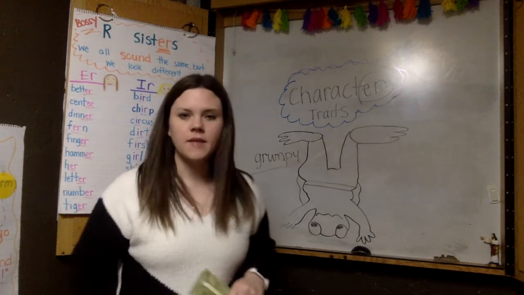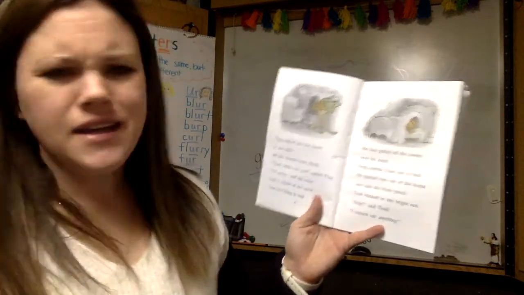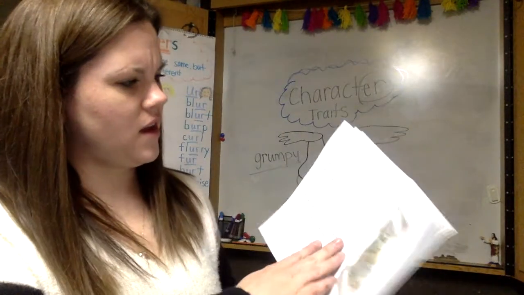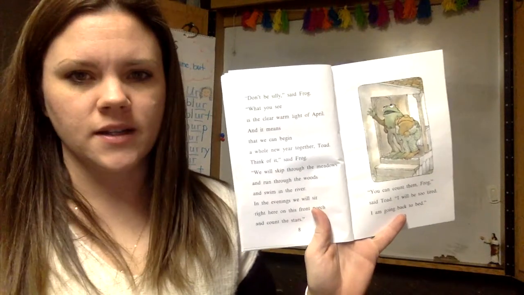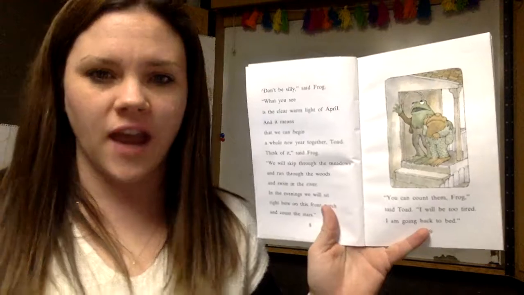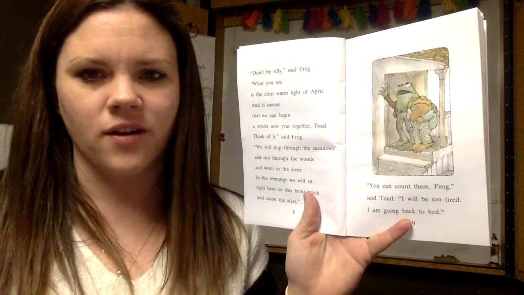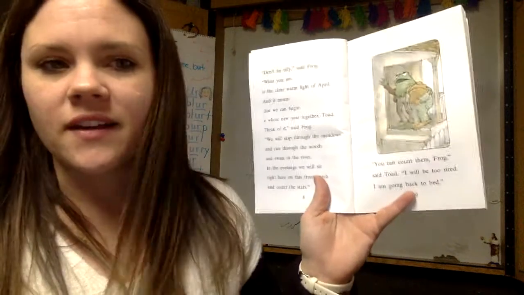Grumpy. Let's see what happens. "I cannot see anything." "Don't be silly," said Frog. "What you see is the clear, warm light of April. And it means that we can begin a whole new year together, Toad."